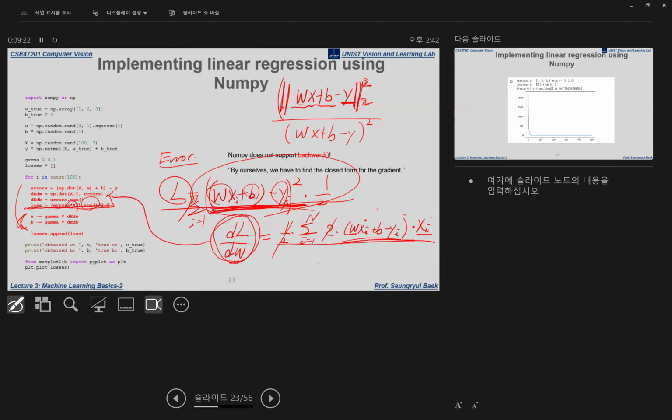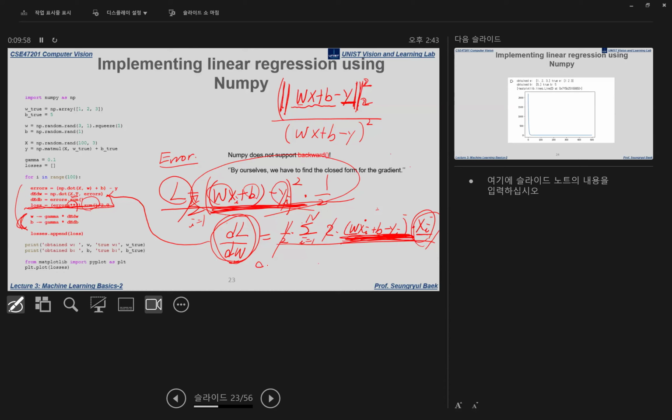So this is removed, and x.T, this .T is the transpose, okay? Because this is a vector, you have to transpose that and apply the dot product with the error we calculate here. This is the error variable, and this is x.T. So this becomes dL, the differentiation of loss L with respect to W, okay?